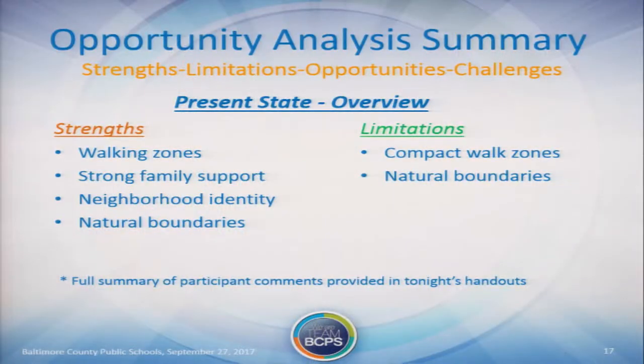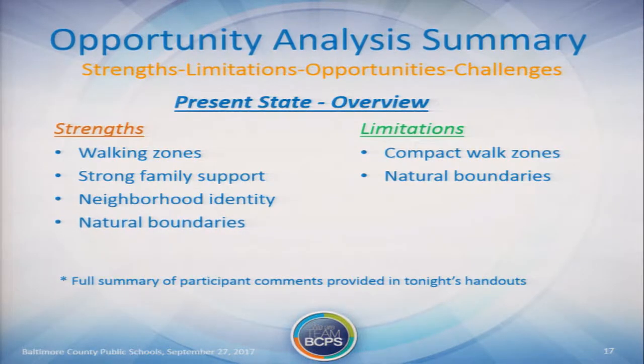Just to go a little bit over some of the things that we found in the exercise that we did last week, the opportunity analysis, the present state overview. The strengths, we all said, were walking zones, strong family support, neighborhood identity, and natural boundaries. Some of the limitations were the compact walk boundaries that you identified and the natural boundaries. Some of these things can be strengths and limitations depending on how you look at them.